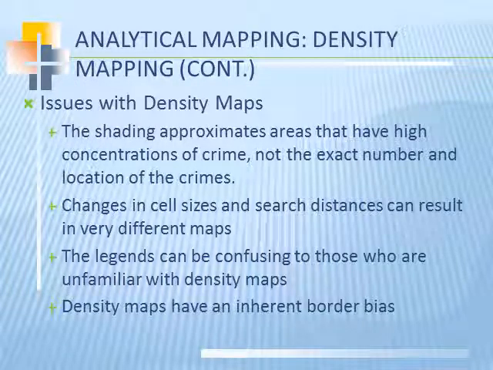Crime analysts need to be aware of the following issues when using density mapping. First, they may give the impression that crimes have occurred in places where they actually have not occurred. Also, changes in cell sizes and search distances can result in very different maps. Also, the legends can be confusing. And finally, density maps have an inherent border bias because cells that are close to the edges of the study area may not have the potential for incidents to occur.